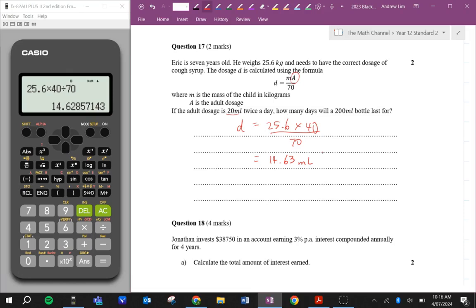So I think we just need to now divide that 200 by that answer. 200 divided by 14.63 is equal to 13.67 days, which is approximately equal to 14 days.